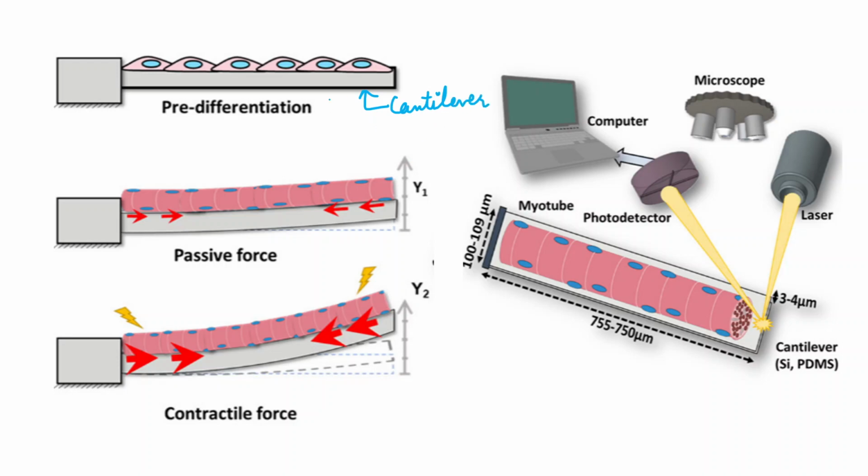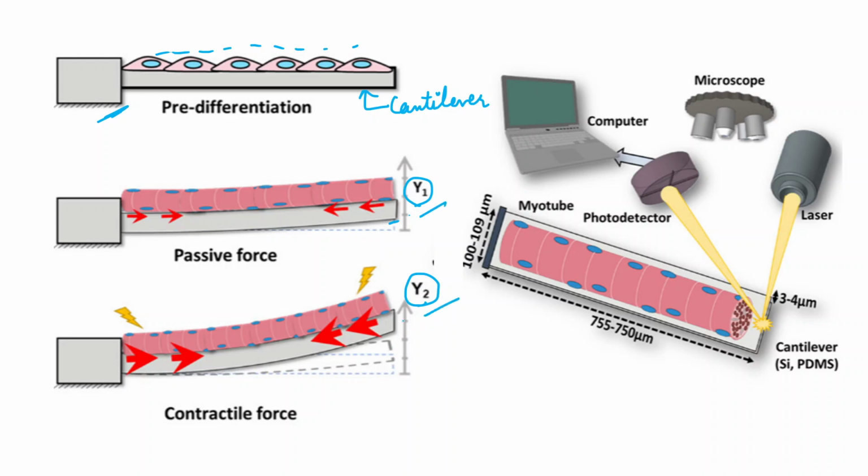Okay, so this is the cantilever. You can see it's just supported at one end and not on the other. And there, your myotubes are going. Now if there is a small passive force, then the displacement of this cantilever is only y1. However, when there is a contractile force, then this displacement is y2. So as you can see, the cantilever is displaced by y1 and y2 distance.